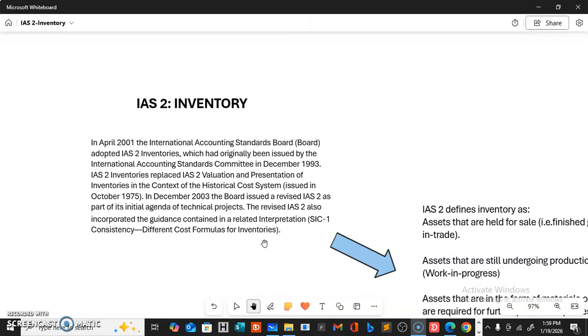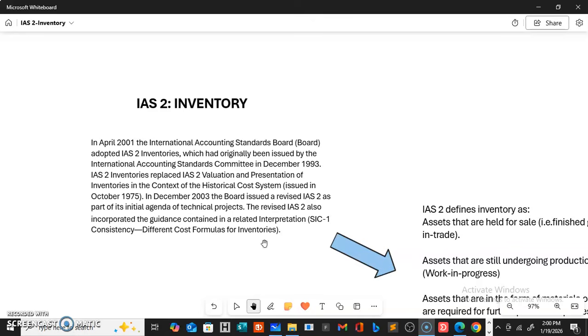So today we are going to be looking at IAS-2, which is an accounting standard on inventory developed by the International Accounting Standards Board, previously known as the International Accounting Standards Committee, in 1993, when the standard was known as valuation and presentation of inventories in the context of the historical cost system, okay? Though it was issued in 1975.